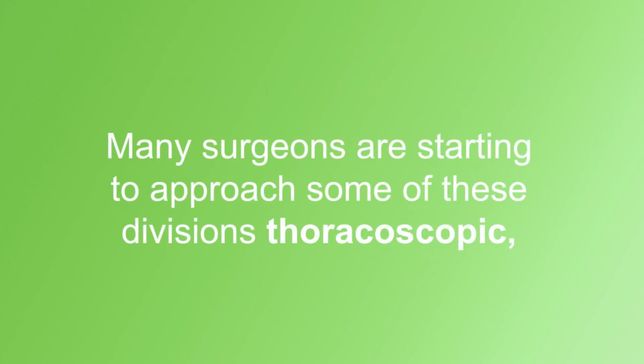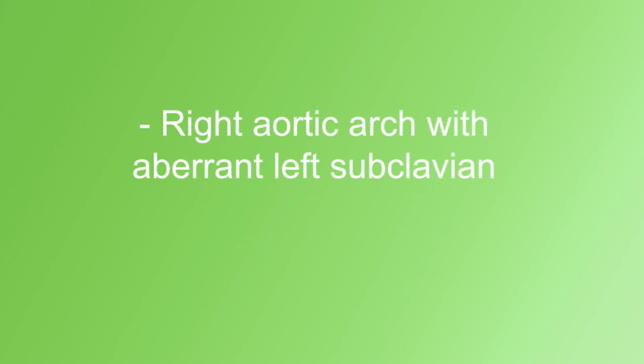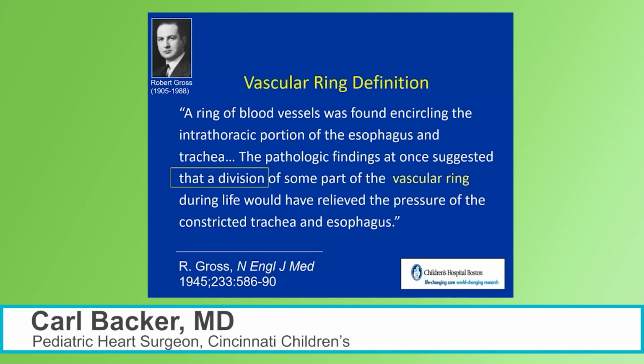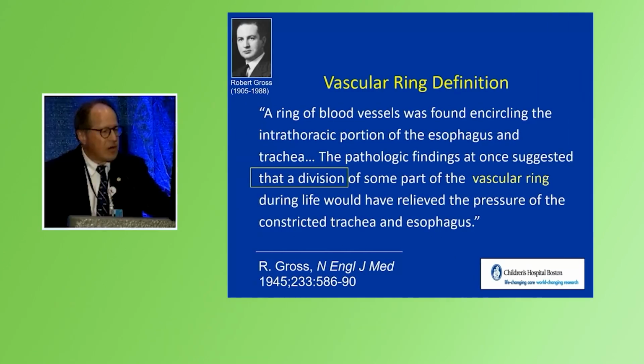Of note, many surgeons are starting to approach some of these divisions thoracoscopically, specifically the right arch with aberrant left subclavian and double arches with an atretic left subclavian. Probably most of you know that Robert Gross was the first physician to describe, and he actually coined the phrase vascular ring.